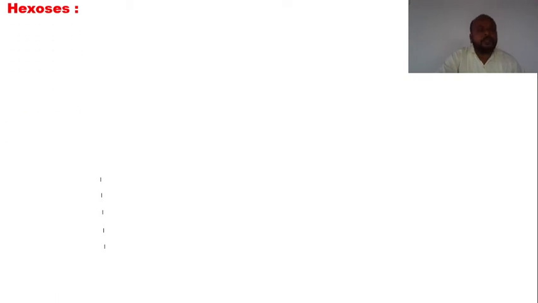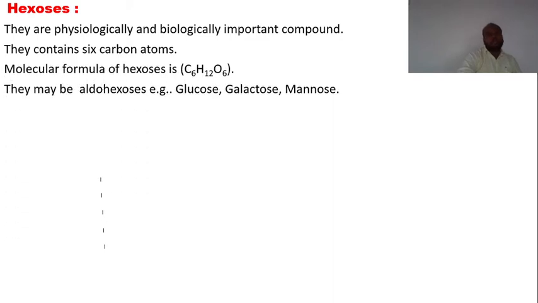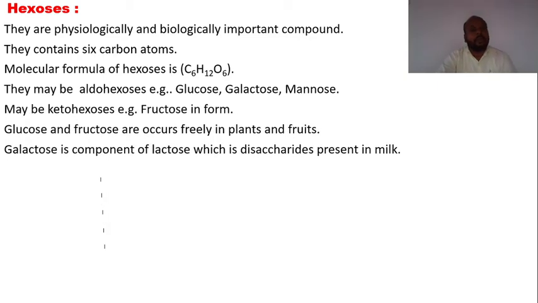Then the next one is the hexose. Here in hexose, we have discussed one example, that is glucose. They are physiologically and biologically important components, and each contains 6 carbons. The formula is C6H12O6, and they may be aldohexoses, for example glucose, galactose and mannose. Glucose and fructose occur freely in plants and fruits.